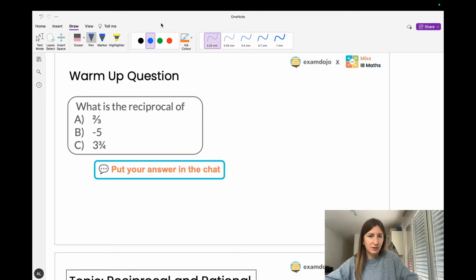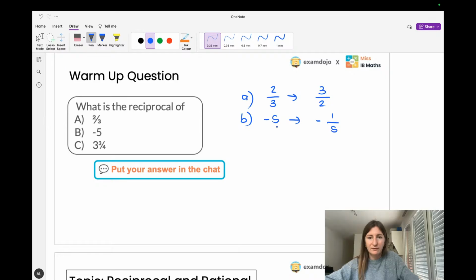So if we're looking at reciprocals, the reciprocal of 2 over 3 is then 3 over 2. So we're just flipping it on its head. For b, minus 5, the reciprocal is just minus 1 over 5, because there's a little divide by 1 that we can turn any number into a fraction there.